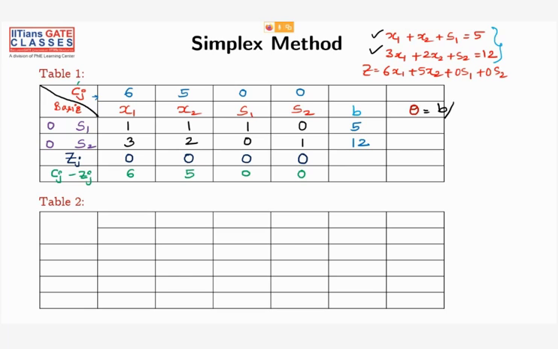Now come to this Cj minus Zj value. What exactly does this mean? How have you completed this in your industrial engineering syllabus? Has anyone already done this procedure that I'm discussing today? Not done. Okay.